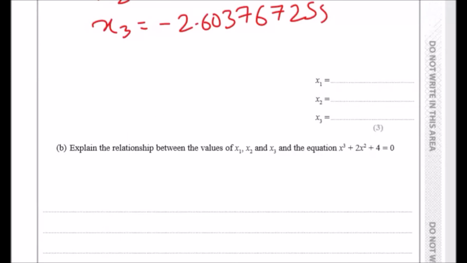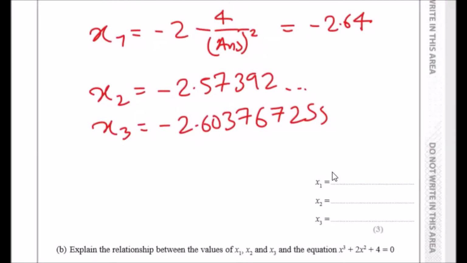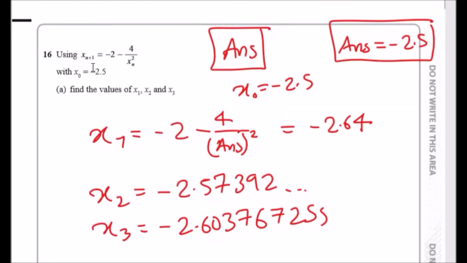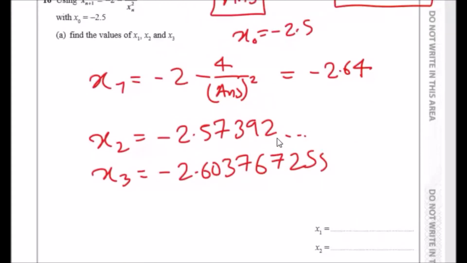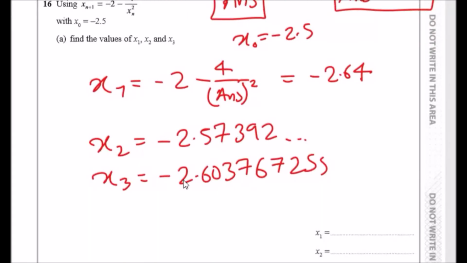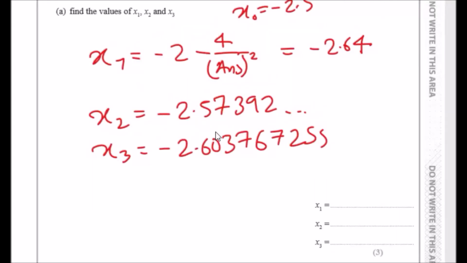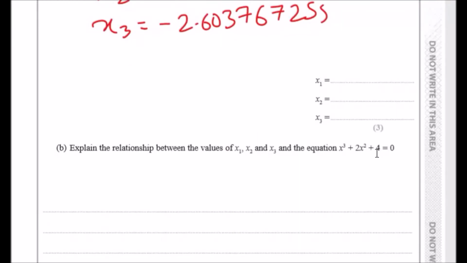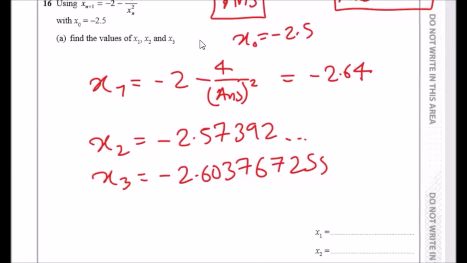Okay, now next question. Explain the relationship between the values of x1, x2, and x3. Okay, all right, let's have a look. So what do we get? So first things first, we started at minus 2.5, yeah? It went quite down to minus 2.64, then it went up to minus 2.57, then it went down. So what's actually happening here is that it's trying to estimate the true closest value for these values that will give us a true solution of 0. Okay, so that's what it's doing. It's literally solving to find the best value estimate.